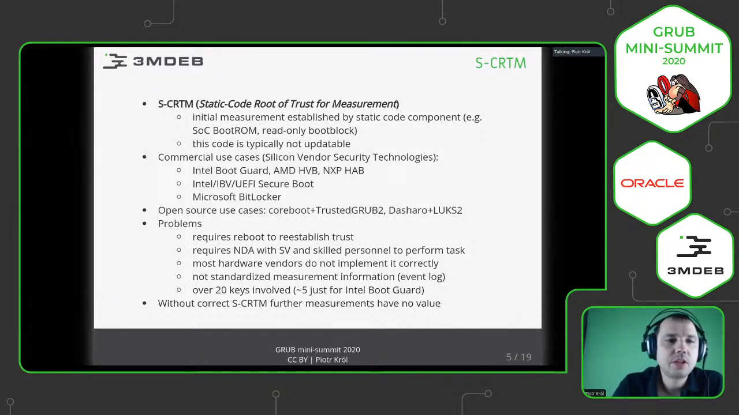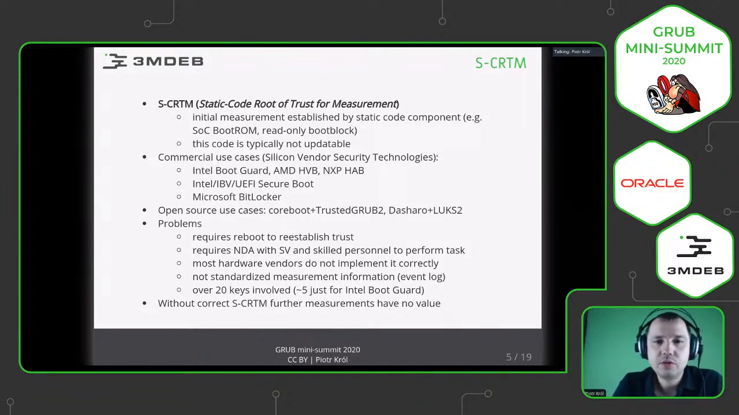So let's start with static root of trust for measurement. Static root of trust for measurement is an initial measurement established statically by a static component of the system, which may be, for example, some code in boot ROM, or a piece of read-only SPI flash, or maybe some code which resides in a separate chip like the management engine or platform security processor. And this code initiates the first measurement of the boot process.